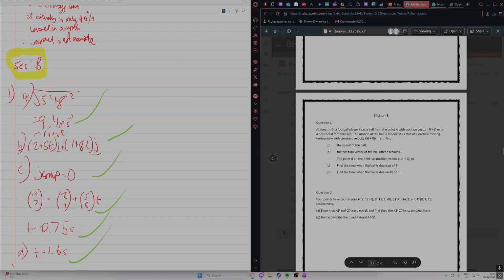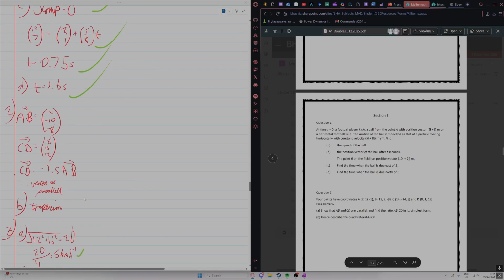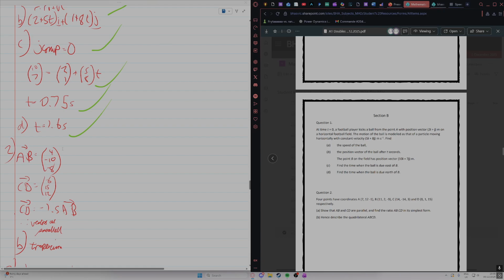When the ball is due east of B, that just means that the j component is 0, and you solve for t, and then you solve for t again. I think this is where the answers are the wrong way around, because I checked with multiple different sources, and they were all telling me this and not what the answer said.